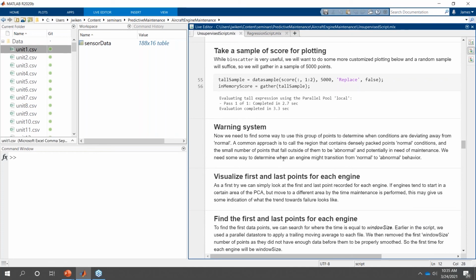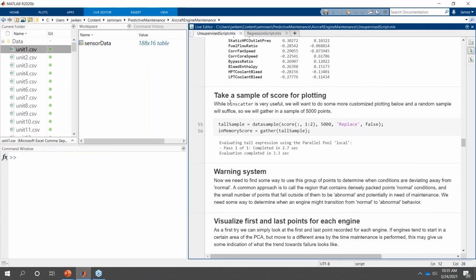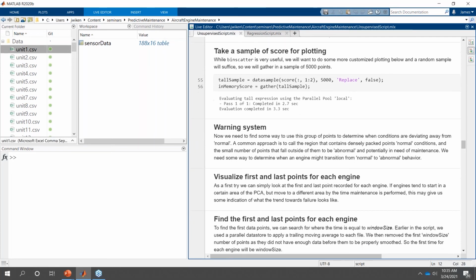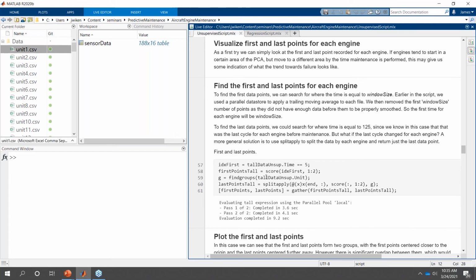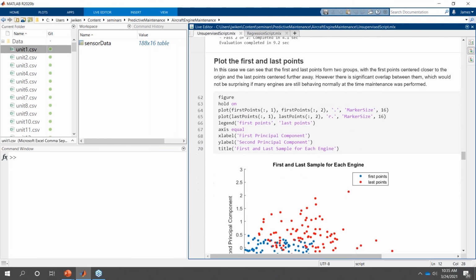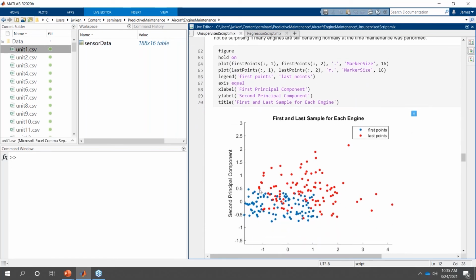And so let's continue using this idea. All right, so we're going to take a sample of our PCA scores for plotting, just like we did before. And we're going to use that idea that we talked about before, right? We want to be able to build some sort of warning system where we're able to define boundaries between normal operating, questionable operating, and close to failure operating. And so let's take a look at our data to see if we can establish that.